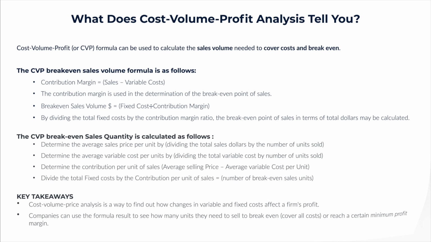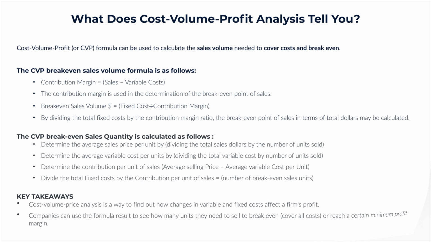So the CVP break-even volume formula is as follows. If we take the contribution margin, that's equal to the sales minus the variable costs, and that gives you a differential. That is what we call a contribution margin. It's not a profit because we haven't yet achieved enough dollars to cover our fixed costs, our rent, those things. So we use that number to determine our break-even. The contribution margin is used in the determination of the break-even point of sales. So let's have a look at break-even sales volume, in dollars.